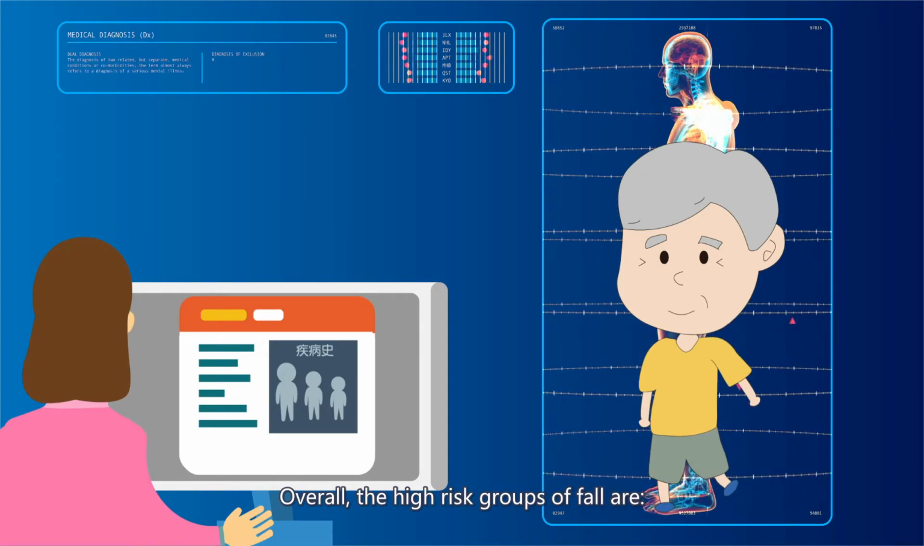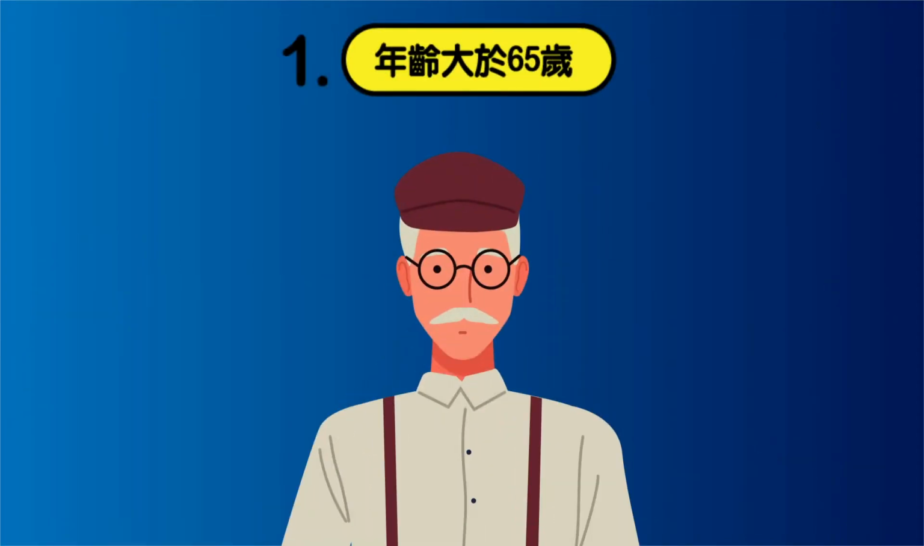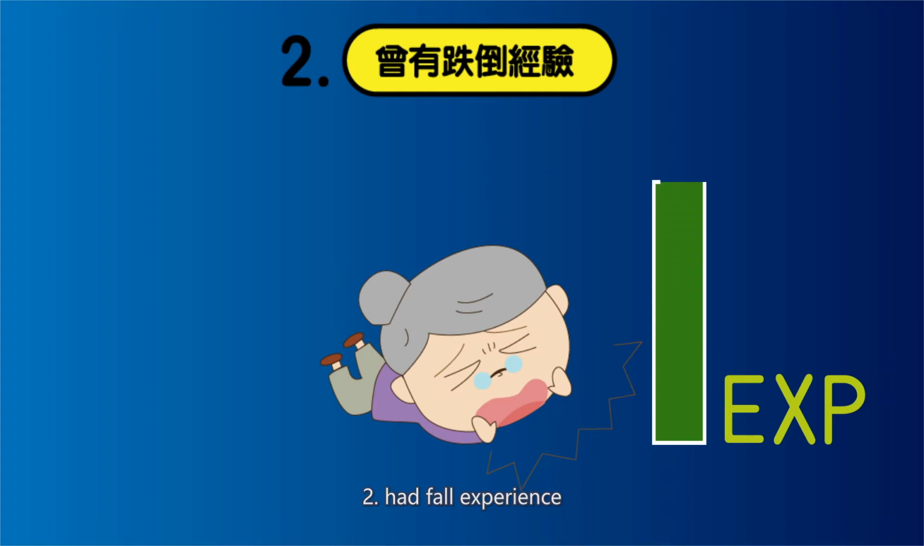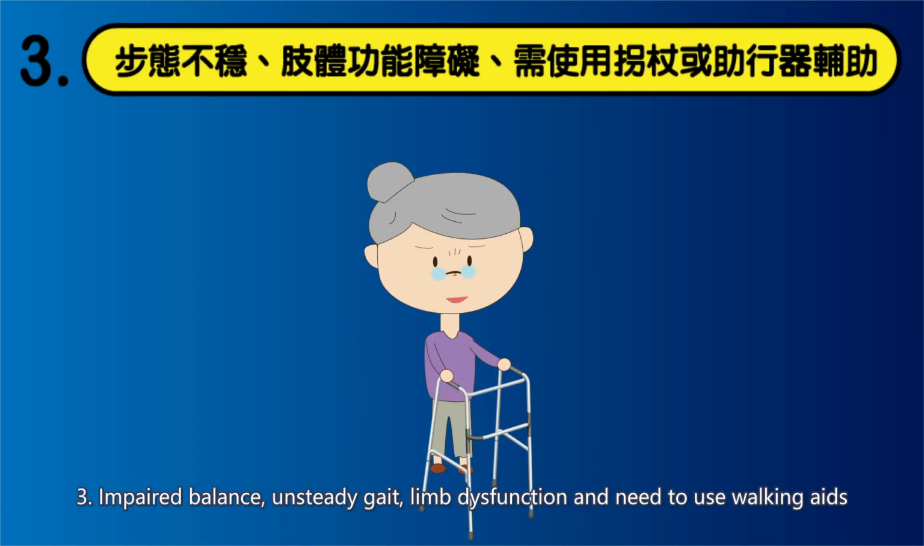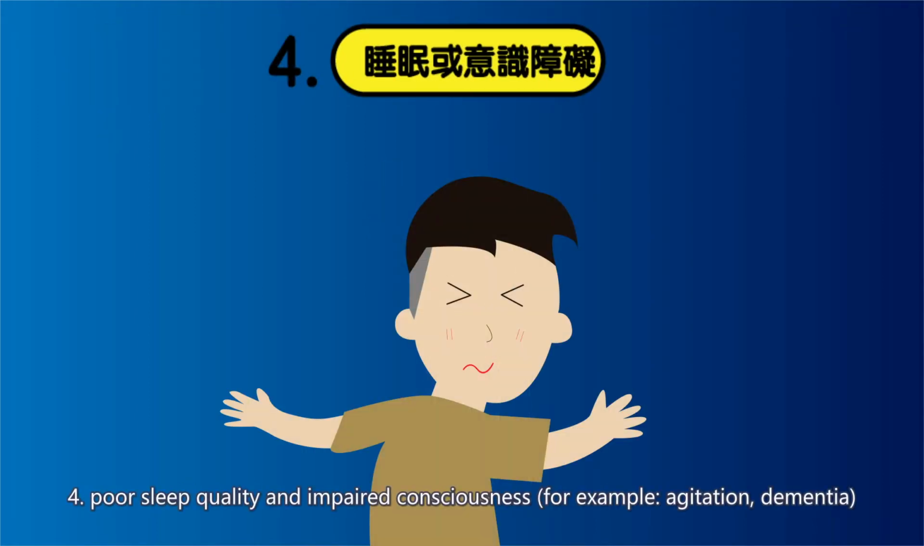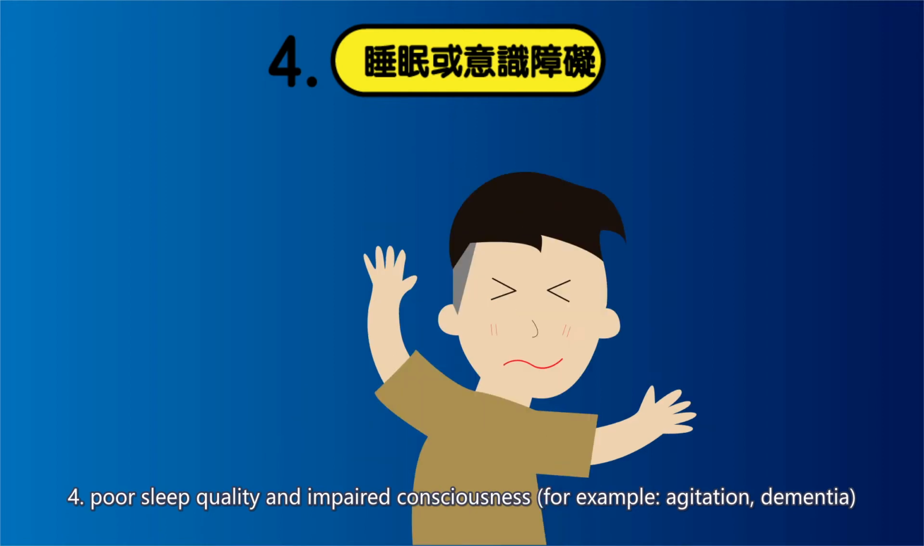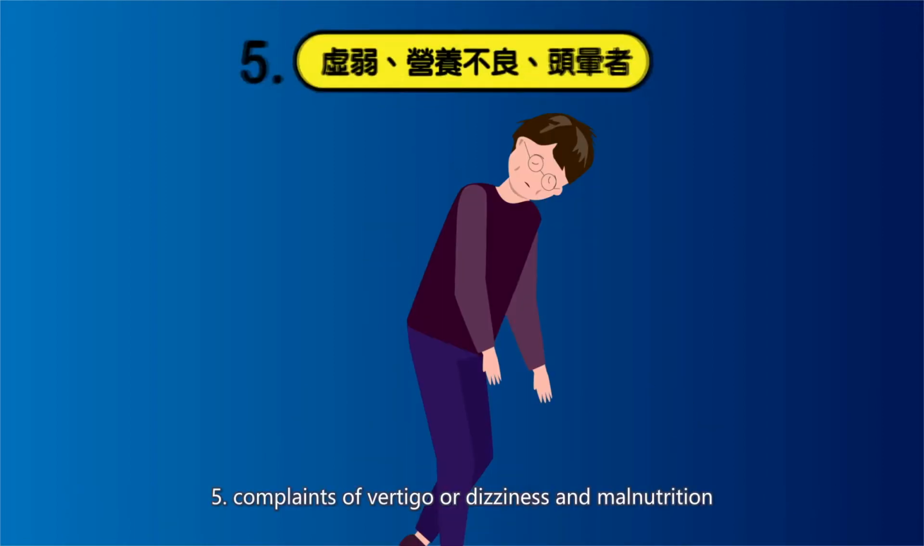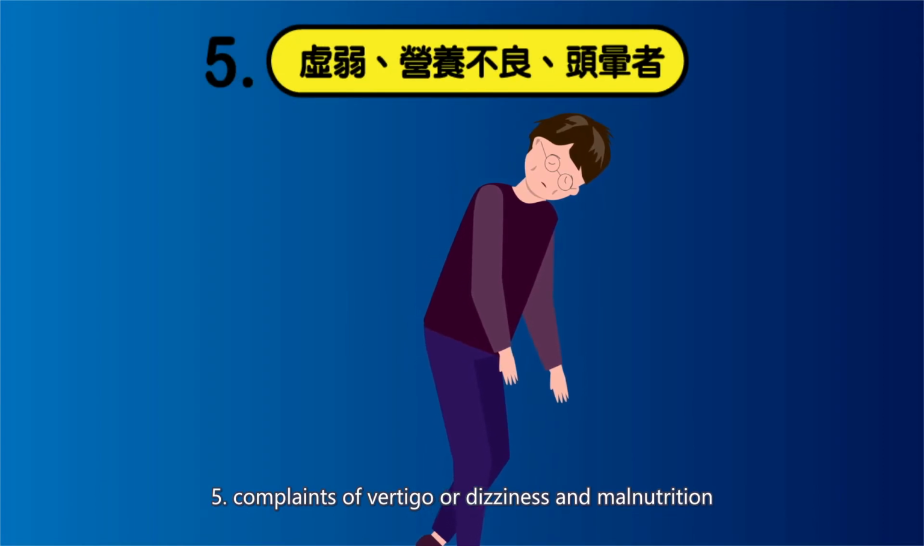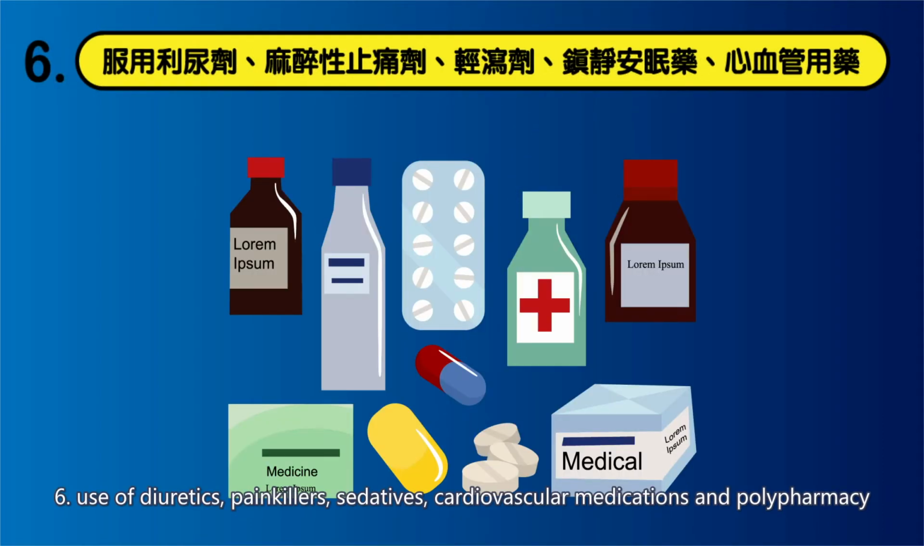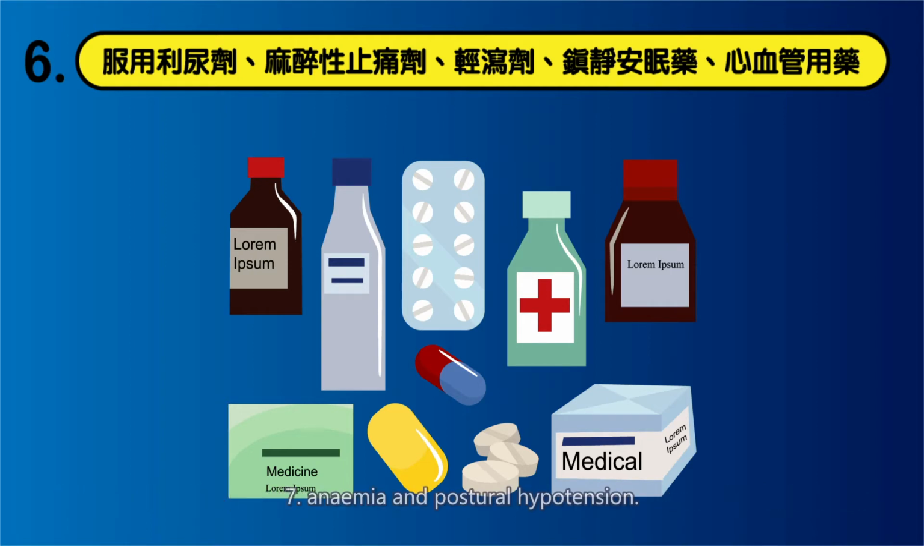Overall, the high-risk groups of fall are: 1. Age over 65 years. 2. Had fall experience. 3. Impaired balance, unsteady gait, limb dysfunction and need to use walk aids. 4. Poor sleep quality and impaired consciousness, for example, agitation or dementia. 5. Complaints of vertigo or dizziness, and malnutrition. 6. Use of diuretics, painkillers, sedatives and cardiovascular medication, and polypharmacy.